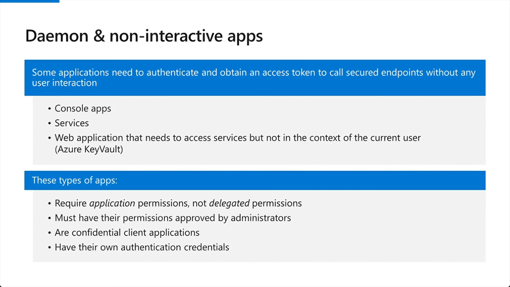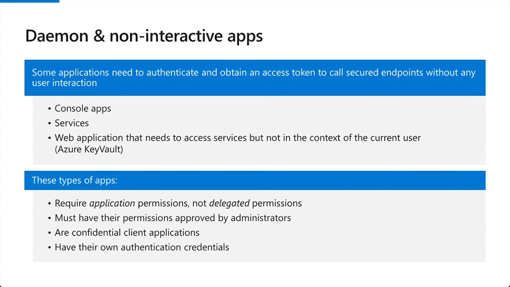Typically, when we're building applications, we are having users authenticate. So the authentication is happening as a user account in the context of a particular application. We really call this the user plus app permission model, because you're taking into account the particular user who's logging in. In this case, we're really using the app permission model. We're taking that user part out of the equation. For these kinds of apps, we're requiring application permissions, not delegated permissions.